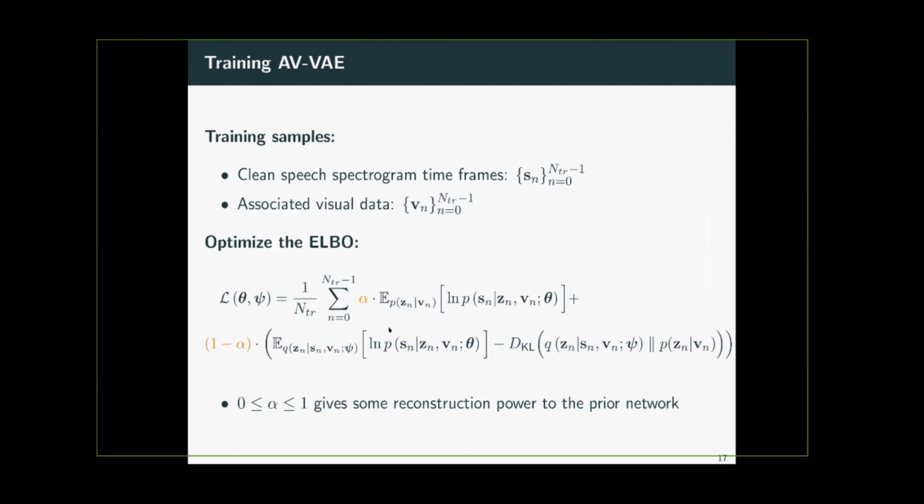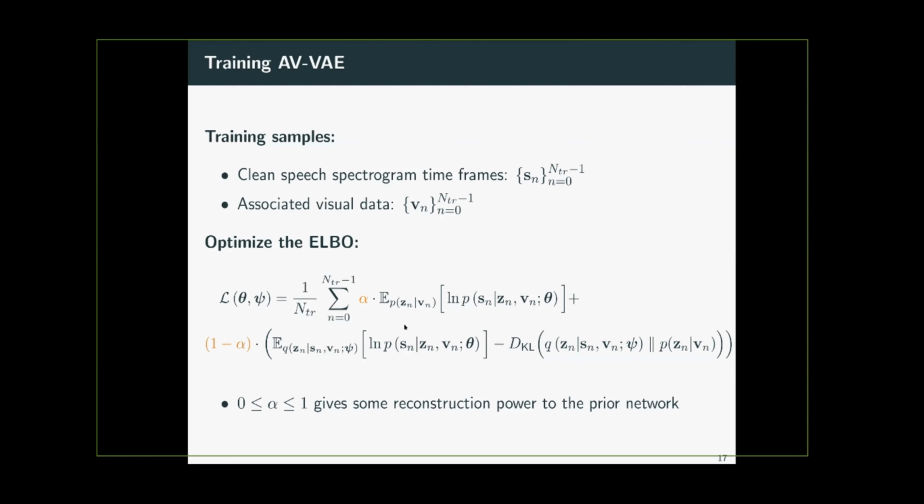So when I want to train this, I have, of course, the audio, which is S_n, but now I also have the video, V_n, for all the training set. And then I use something that is not exactly the evidence lower bound as it should be, because I have this alpha here and 1 minus alpha. We use that to force the network to learn from the video.